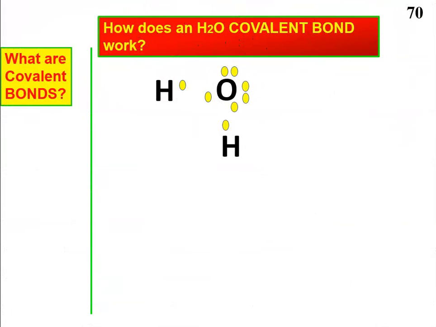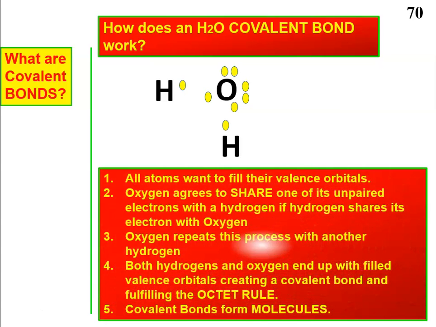All right, so how does an H2O covalent bond work? Well, you saw it earlier. All atoms want to fill their valence orbitals. Oxygen agrees to share one of its unpaired electrons with hydrogen if hydrogen shares its electron with oxygen. Oxygen repeats this process with another hydrogen. Both hydrogens and oxygen end up with filled valence orbitals, creating a covalent bond and fulfilling the octet rule.